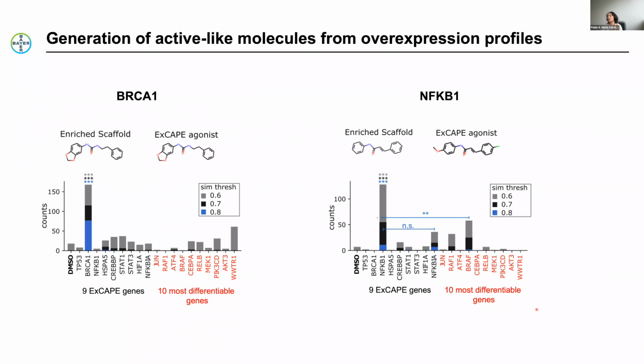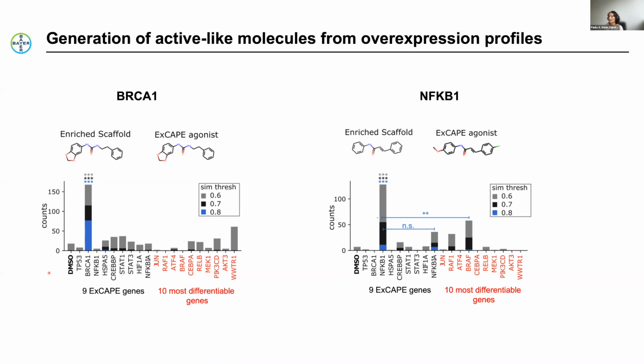And we still wanted to investigate how specific the generation of these active-like molecules was. So we generated a fixed amount of molecules conditioning the generator on different profiles from different genes. Here you see the genes that I included in the previous analysis, but I also now added the 10 most differentiable genes from this data set of 220 genes that we had available. Because now we don't need known actives for these genes, we just use them as a reference to see how often we generate agonist-like molecules.